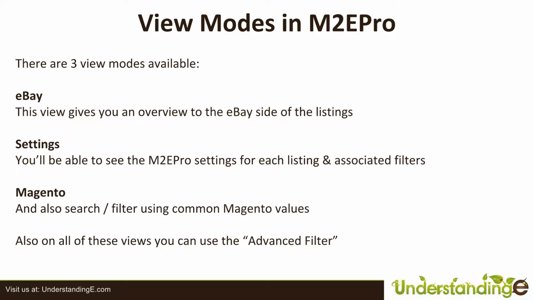There is. So firstly we have the eBay view mode, and that gives us an overview of the eBay side of all the listings that we have. We then have the settings view mode, and this is where you'll be able to see the M2EPro settings for each listing and any associated filters. And finally we have the Magento view mode, and this is where we can search and filter using the common Magento values. And a quick note here is that on all of these views there is an advanced filter available as well, and we'll point that out to you in a few moments.